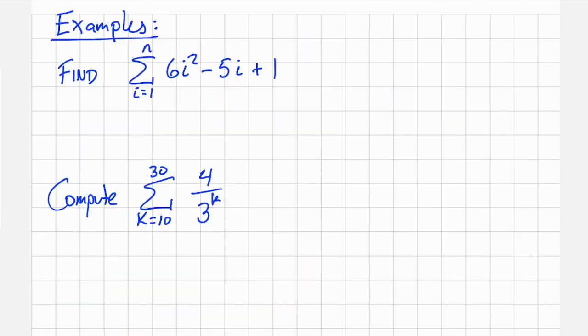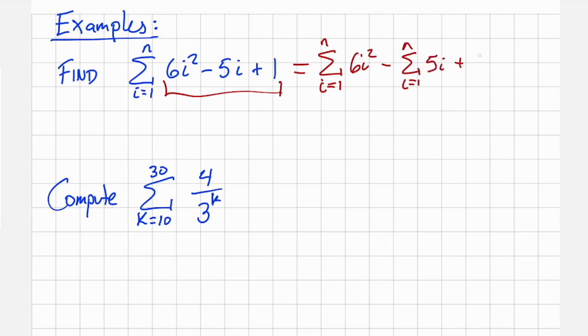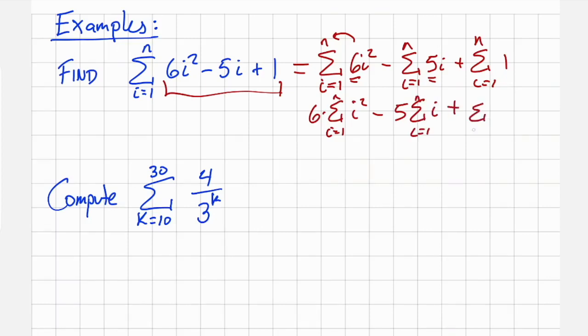Let's do some examples. When we have a summation that itself is the sum of some terms, we can break this summation into three sums. The sum from i equals 1 to n of 6i squared minus the sum from i equals 1 up to n of 5i plus the sum from i equals 1 up to n of 1. Now, when we have a constant multiple, we can bring those constant multiples outside the summation. And we get 6 times the summation from i equals 1 to n of i squared minus 5 times the summation for i goes from 1 up to n of i plus the summation from i goes from 1 to n of 1.